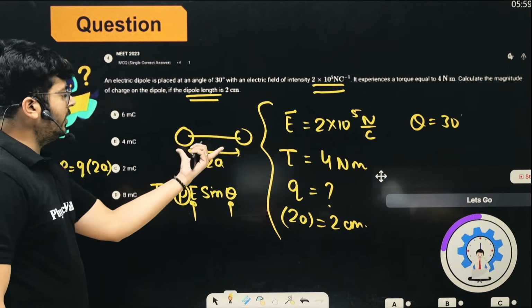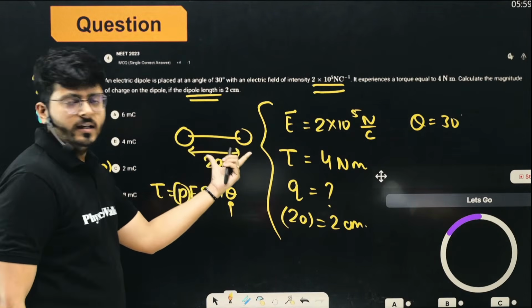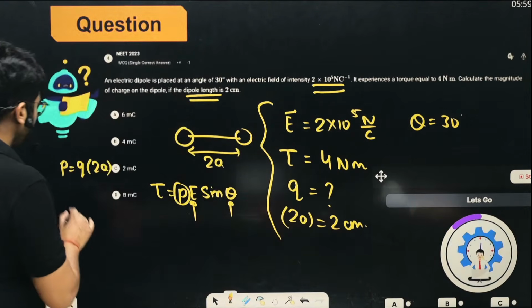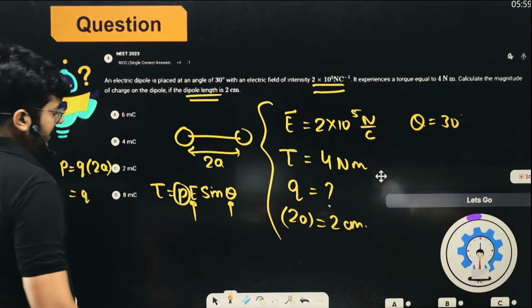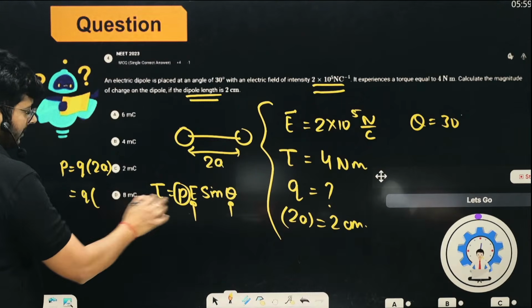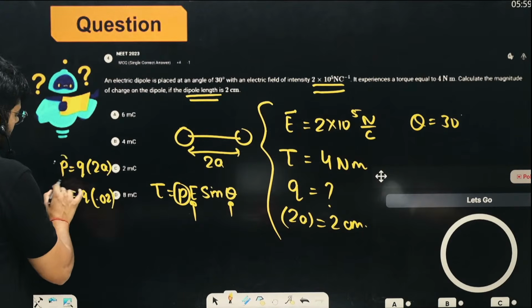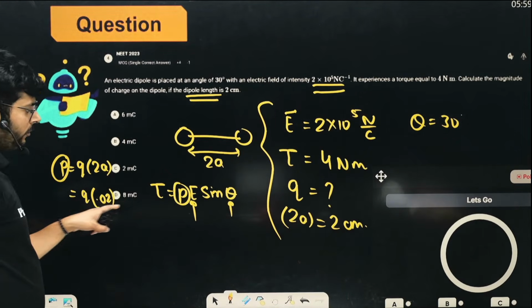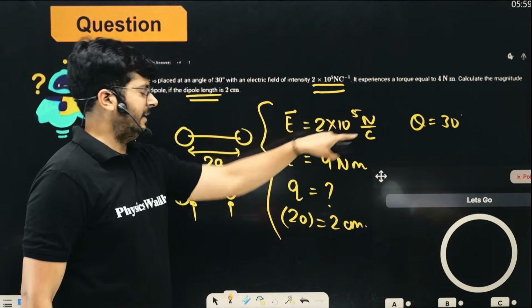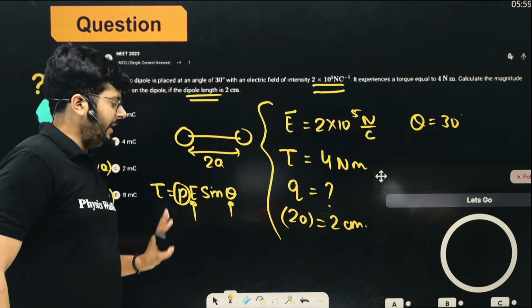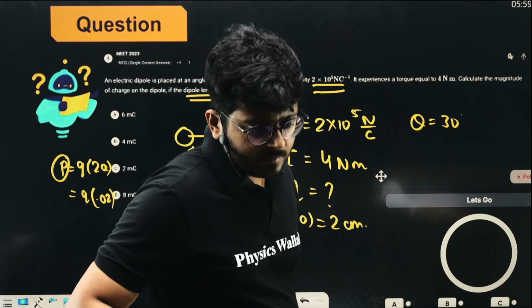My dear kids, the total length of the dipole is given. Not just a, the total length 2a is given, so it is 2 centimeter, which is 0.02. The charge on the dipole is something you have to figure out. So in place of P, you can put 0.02 into Q, electric field you can put this value, and sine theta will be sine 30. Torque is given as 4. Q is the only variable. You can figure out that part.